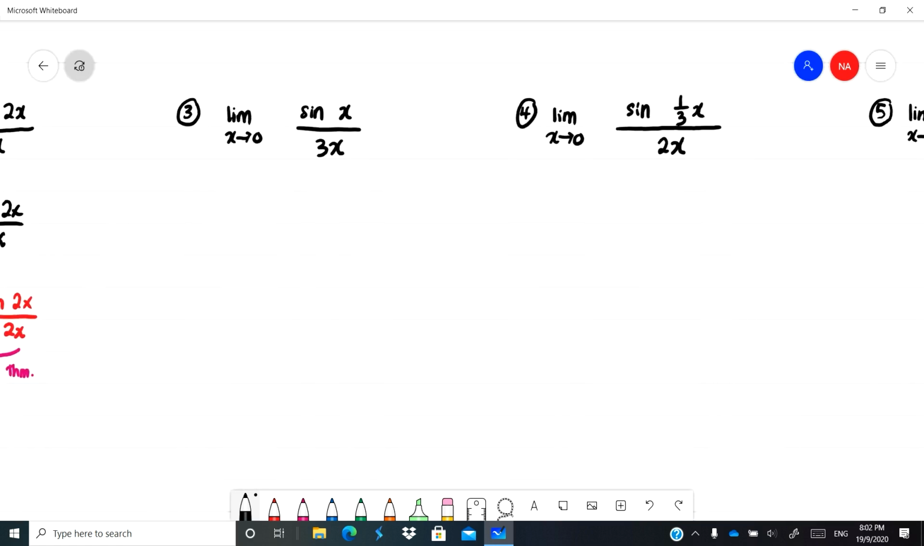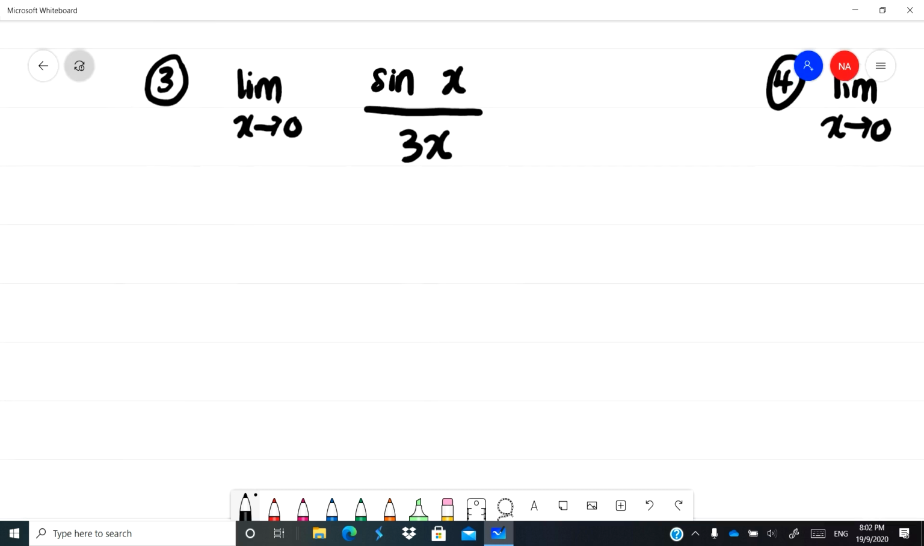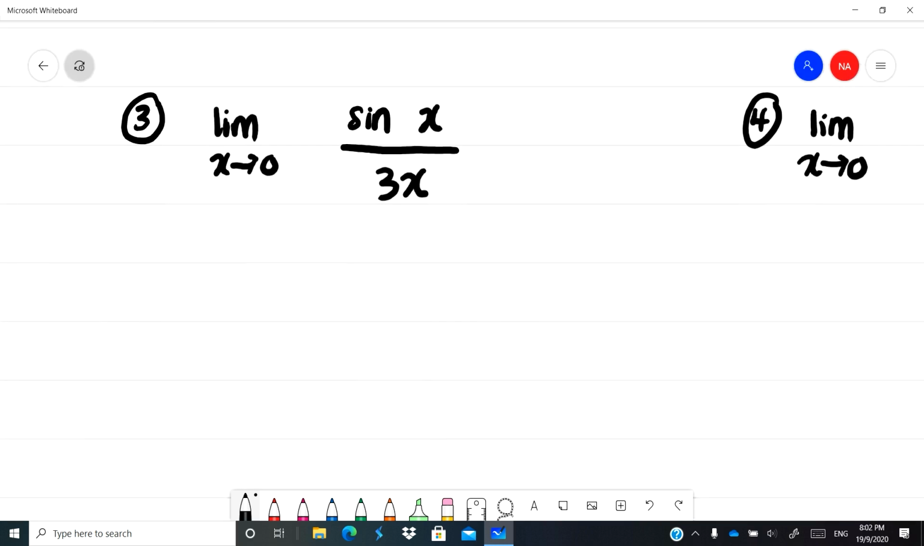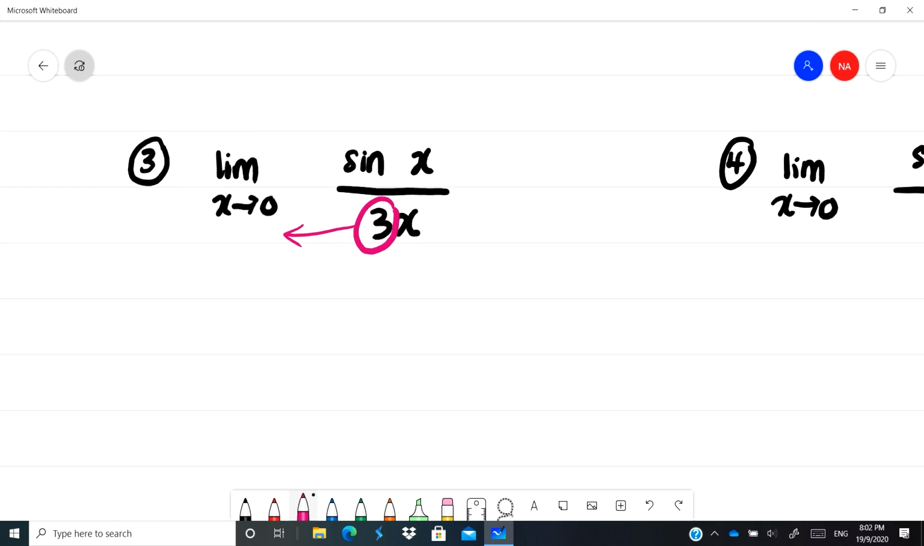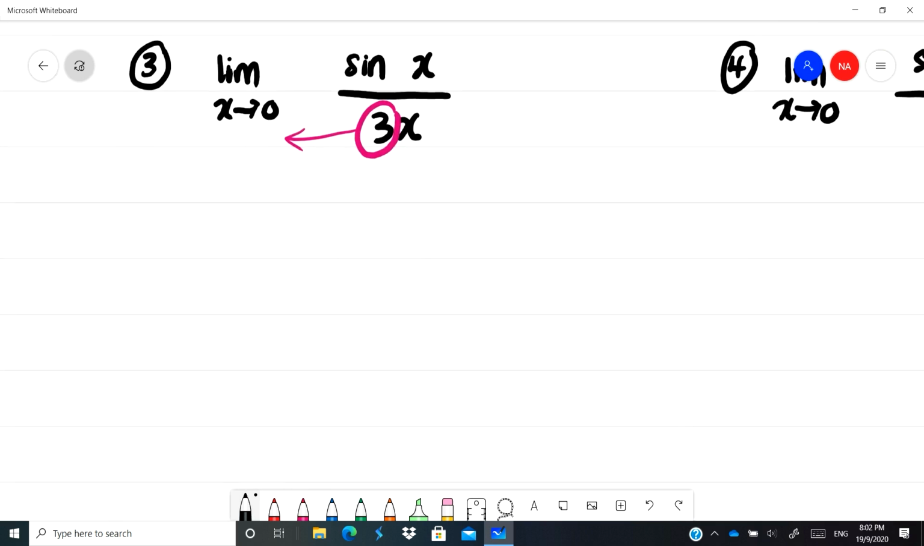Right, let's move to number 3. Different from what we have in number 2, now we have the value here. Can we take out this 3 in front here? Yes, because that's not the angle of the sine function. We can take out that 3. So let's say I copy first: limit as x approaching 0 of sine x over x. So I take out that 3 in front here, so I put it here. Is it correct? No, it's not correct.